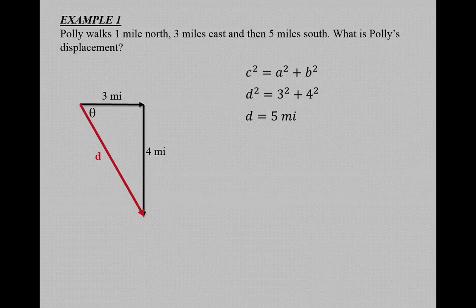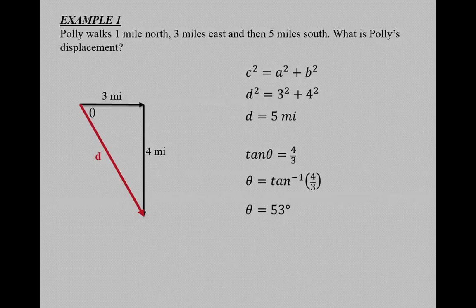So for that we'll use tangent, since the values we know are the opposite and adjacent sides to that angle theta. So tangent theta equals the opposite side of 4 over the adjacent side of 3. Taking the inverse tangent of both sides and plugging this into our calculator, we get 53 degrees.